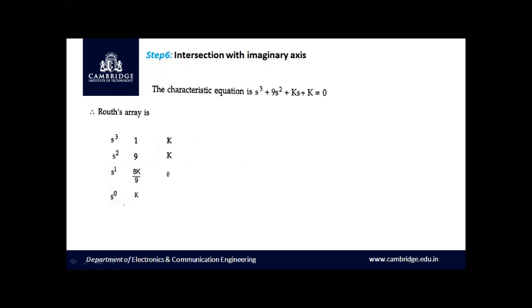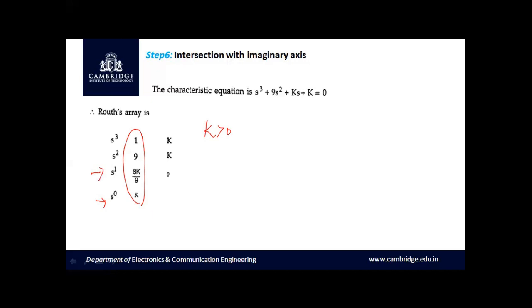Therefore, for the s to the power 0 row, the first element will be equal to k. Once after generating the Routh array, we have to interpret it, looking into the first column, and we have to determine the range of k as well as the marginal k. So let us equate the s to the power 0 row as k greater than 0. That is, for a system to be stable, all the elements in the first column of the Routh array should be positive. That is, there should not be any sign changes. So this condition is k greater than 0.